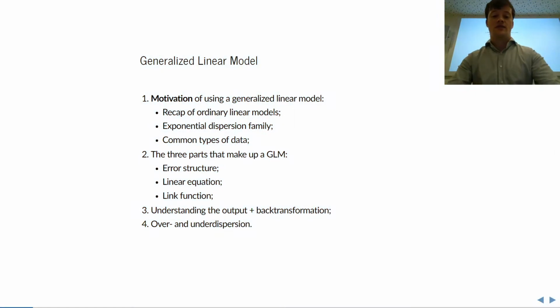Okay, so first I'll give a little motivation of why you would use a generalized linear model. So briefly recap ordinary linear models and the normality assumption. Then I'll explain, well, not really explain, I'll just show you what the exponential dispersion family is. And then I'll discuss some common types of data that you'll encounter very frequently in biological research.